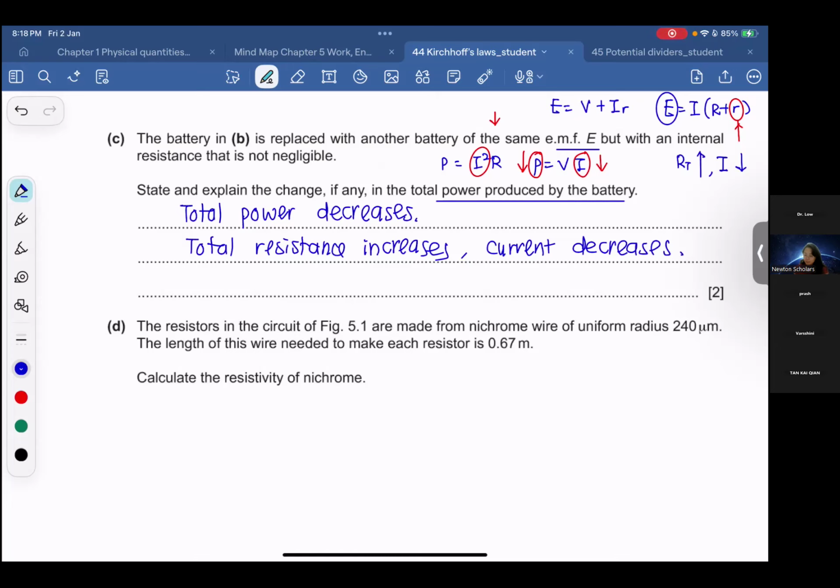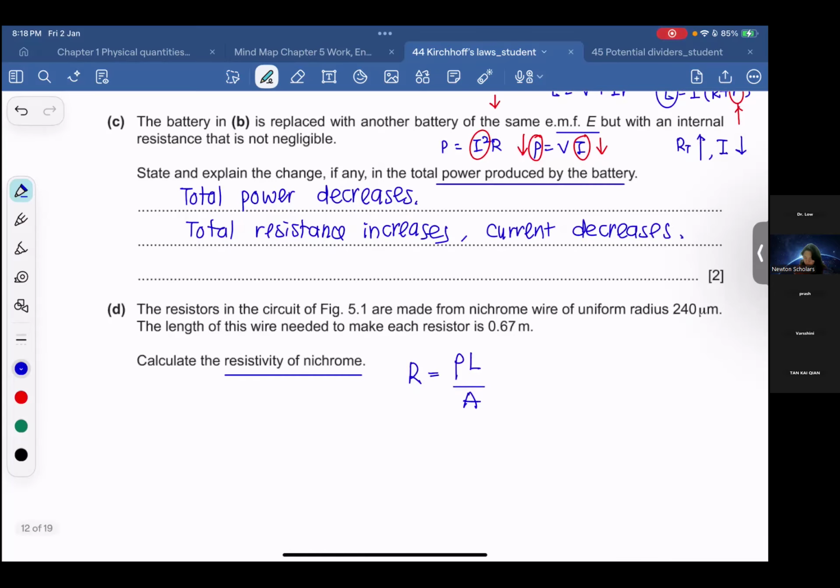The D question actually is related to the last chapter, resistivity. Do you still remember the formula for resistivity? You have to memorize it. I give you hints today: rho L over A. Last time we practiced a lot for this kind of question. So here, the resistors in the circuit of figure 5.1 are made from nichrome wire of uniform radius. So this one is r. The length is 0.7, so this one is length L.